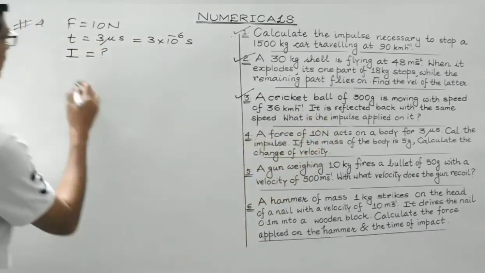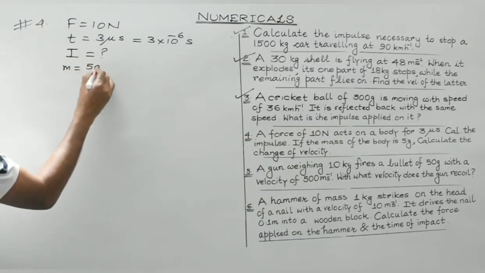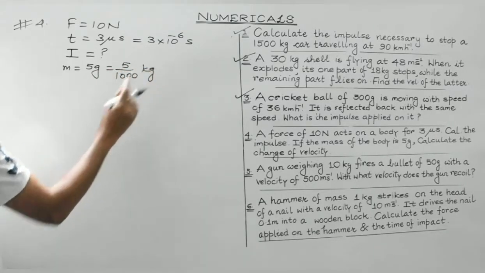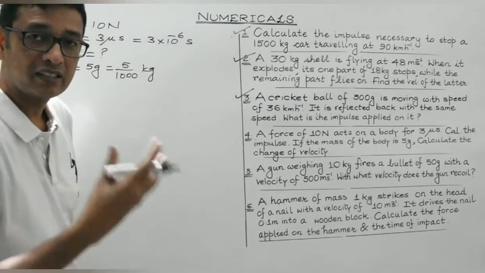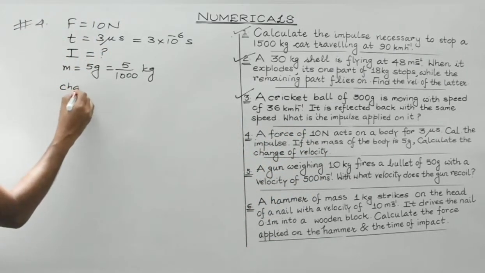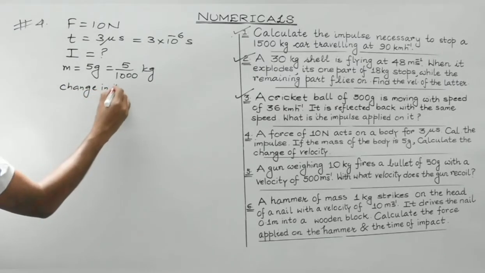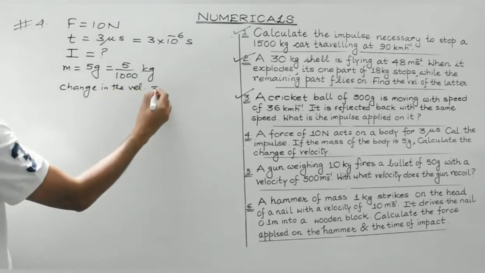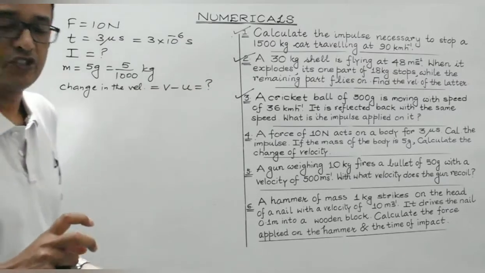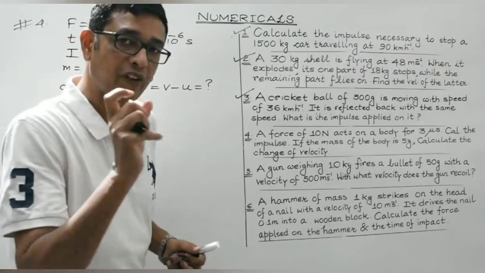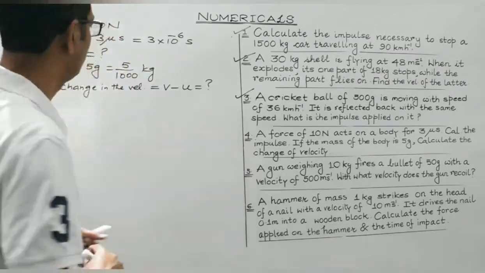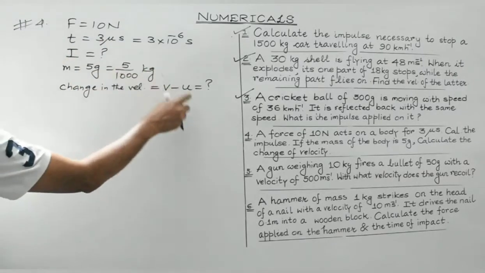If the mass of the body is given to be 5 gram, it will be equal to 5 by 1000 kg. Again I repeat, convert it in SI. Calculate the change in the velocity. So change in the velocity is to be determined. Change in the velocity means final minus initial. Always remember, change in a physical quantity is the final value of that physical quantity minus the initial value of that physical quantity. Right? So these are the two parts which need to be evaluated.